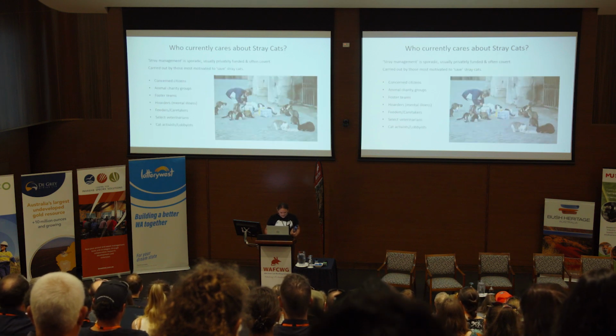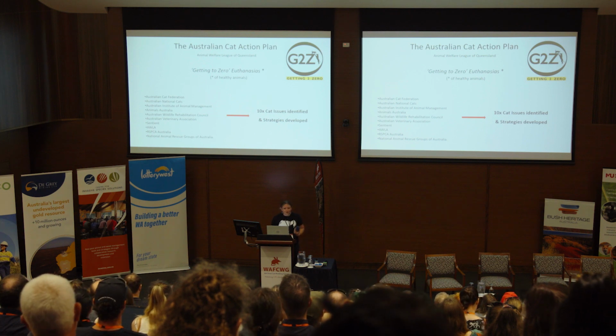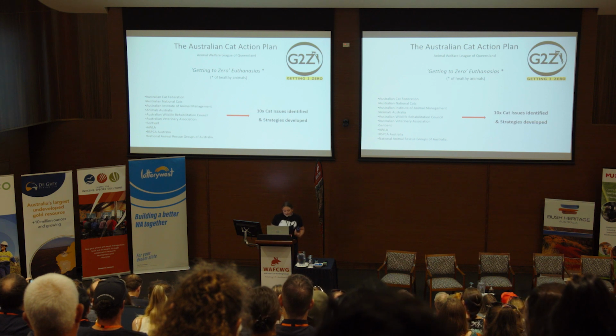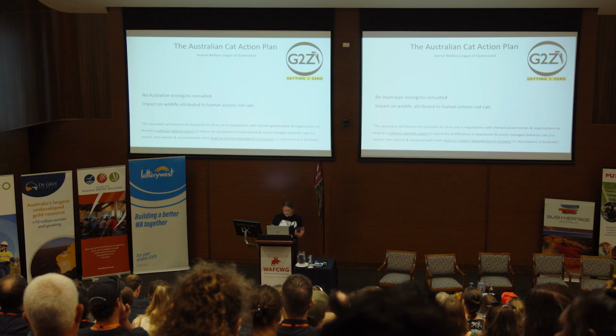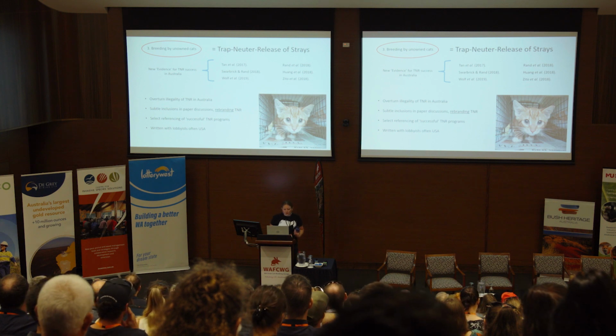I'm going to scoot round to the crux of my message, which was: please download the Australian Cat Action Plan. This is organised by communities that are interested in managing stray cats. They've done incredible work in terms of developing programs for pet cats. However, stray cat management is all based on a process called trap, neuter, release, and they are coming for you.